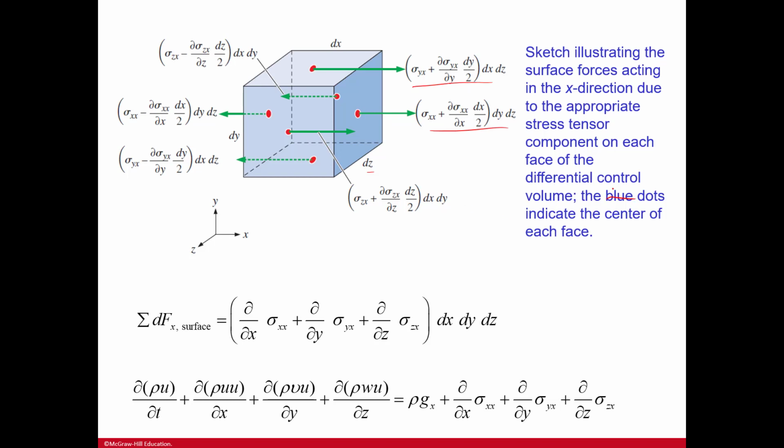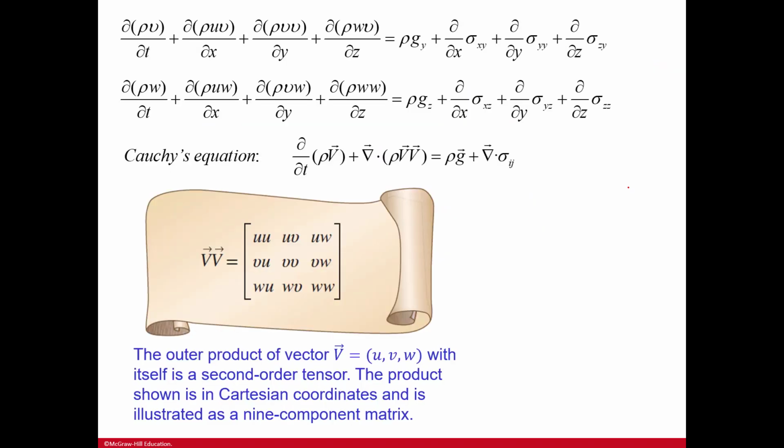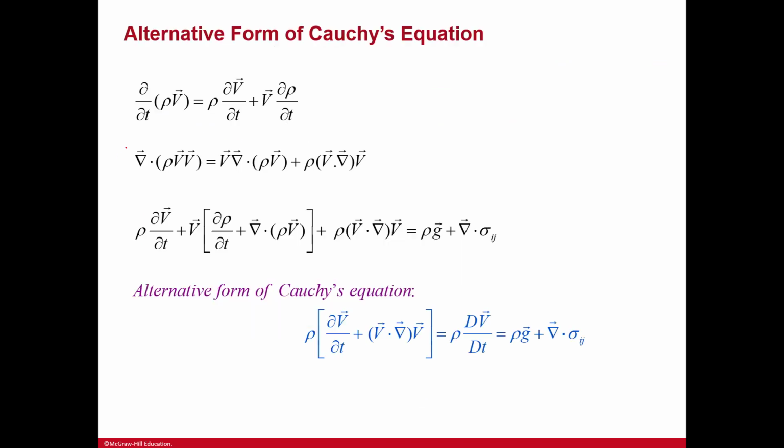And the red. I guess these used to be blue. The red dot indicates the center of each face, obviously. Here are additional formulas as well as, again, Cauchy's equation. And then an alternative form of Cauchy's equation, of course, we'll be working these. So I'm not going to go into detail in the formulas here.